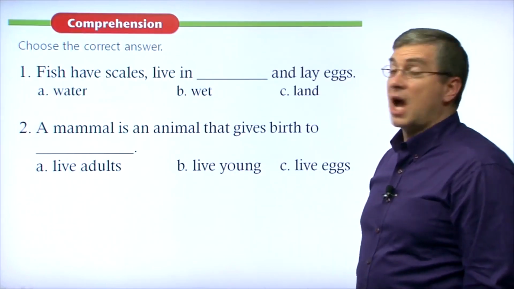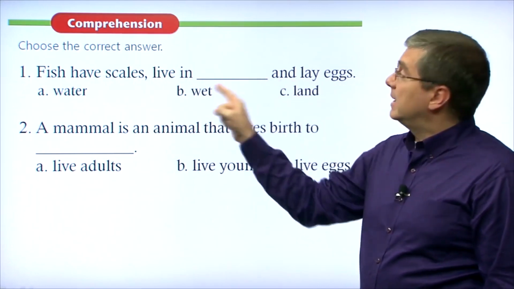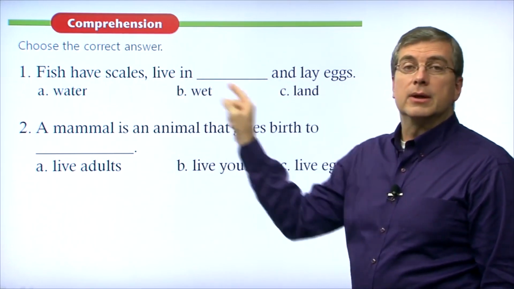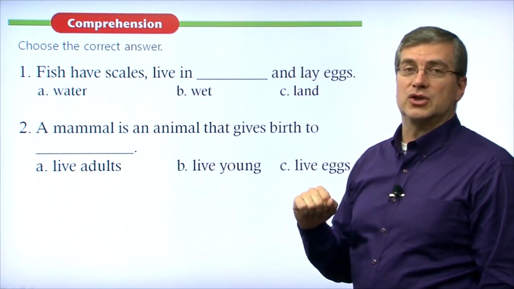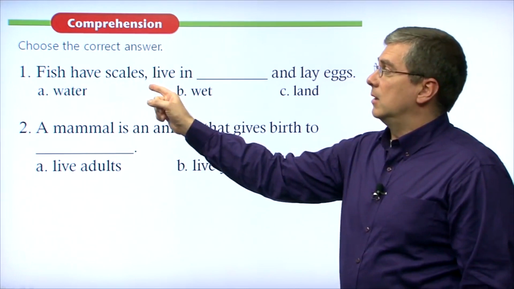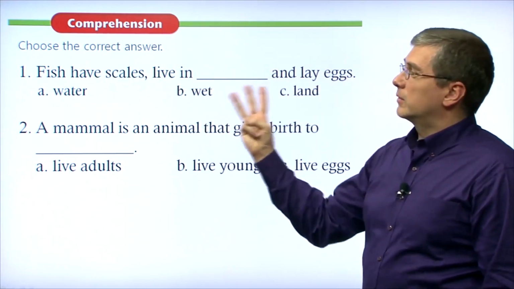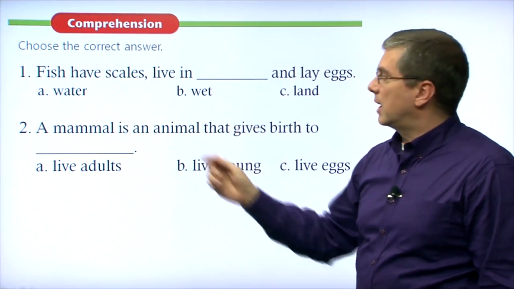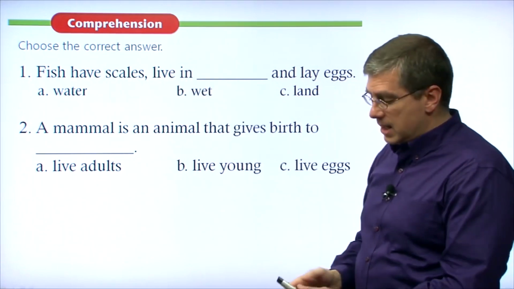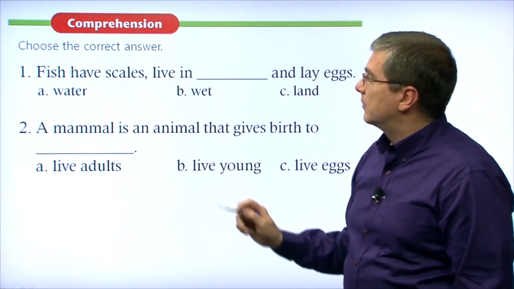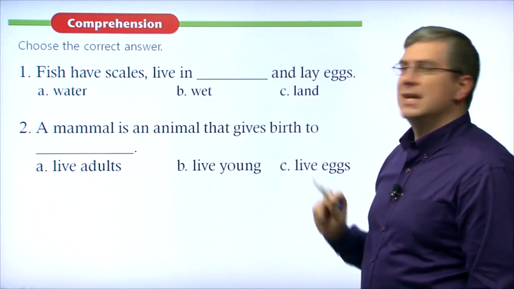Okay, let's wrap up with some comprehension questions. We have, of course, these different sentences. We need to fill in the blank with the correct word, A, B, or C. Let's take a look at question number 1. Fish have scales, live in beep, and lay eggs. Okay, so actually we're talking about 3 different facts about fish, right? That's true. Fish have scales, yes. They lay eggs, yes. But where do they live? That's our question. Where do they live? They live in A, water, B, wet, or C, land.